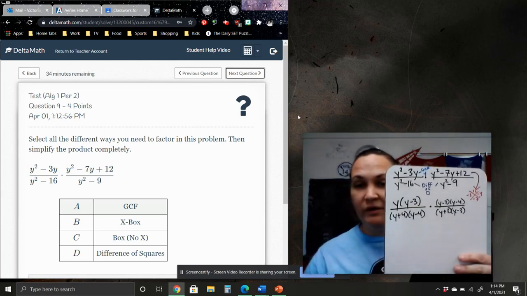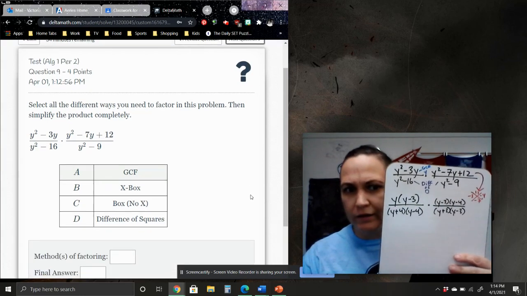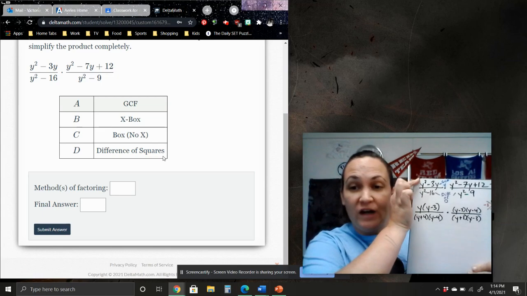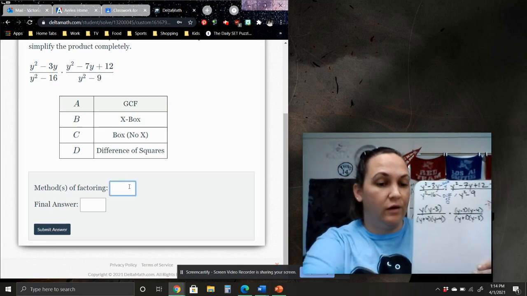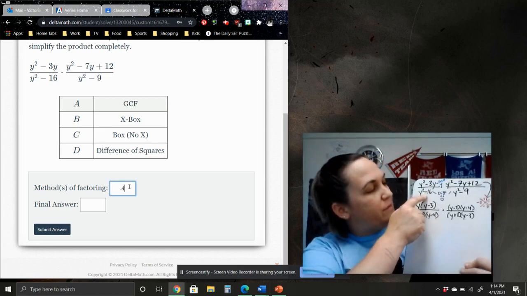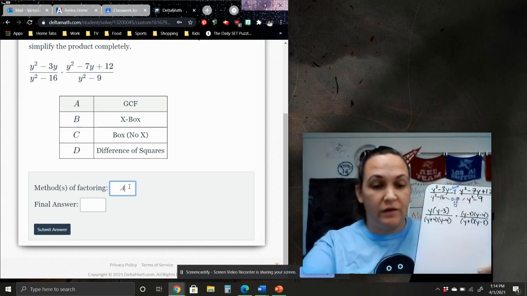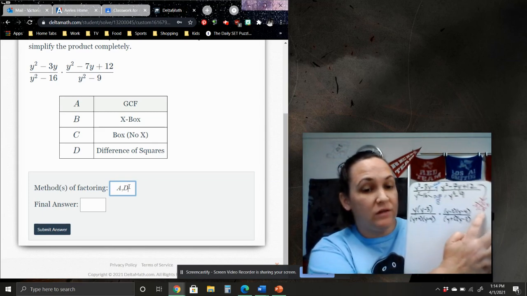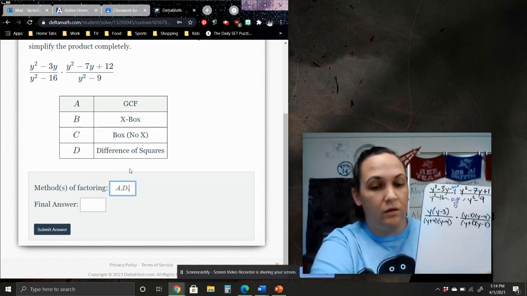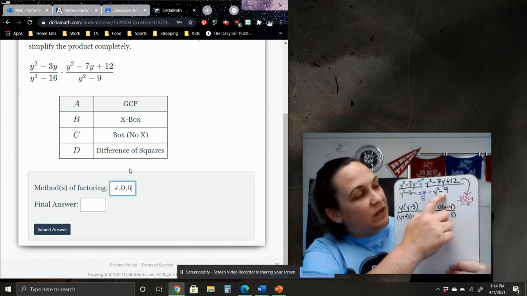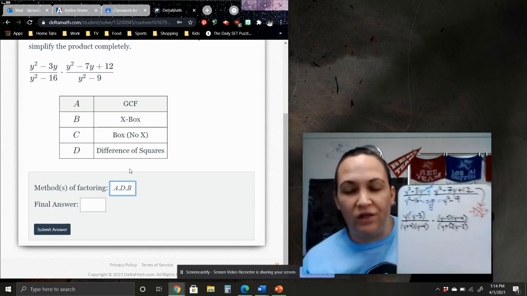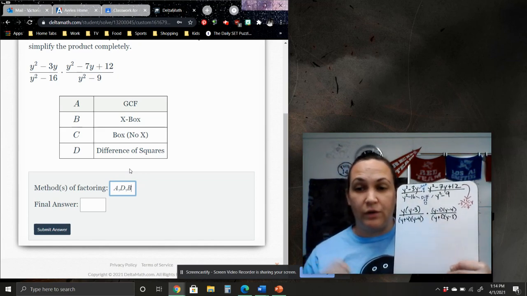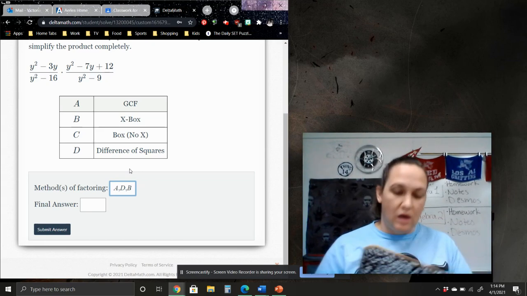All right, so here's my fully factored form, and I'm not going to type this all in because this question doesn't want that. It just wants to know, what did we do to factor? So on the top of my first fraction, I did GCFs. That's the letter A. On the bottom of my first fraction, I did difference of squares. That's the letter D. On the top of my second fraction, I did X box. That's the letter B. And then on the bottom of the second fraction, I did difference of squares again, but I already listed that. So the three different types of factoring I did were GCF, X box, and difference of squares. And so now I can get ready to write my final answer.